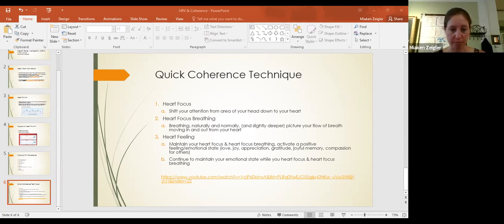So here we go. Simple technique that translates pretty well in a format like we're in today. It's a technique called the Quick Coherence Technique. It's the simplest of all HeartMath techniques, but it's very fundamental to many of the other techniques we teach. It's something we can do anytime, anywhere. You can do it with your eyes closed. You can do it with your eyes open.